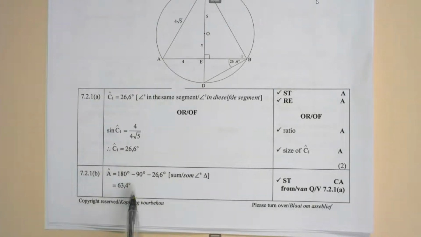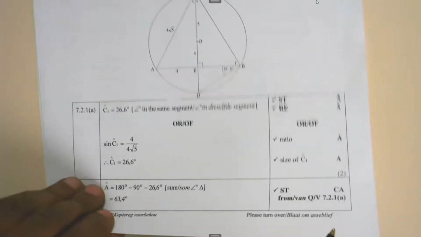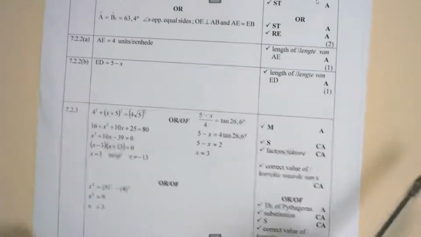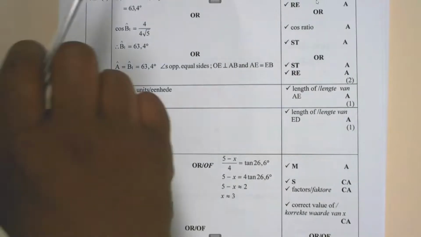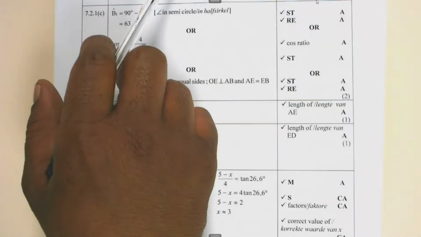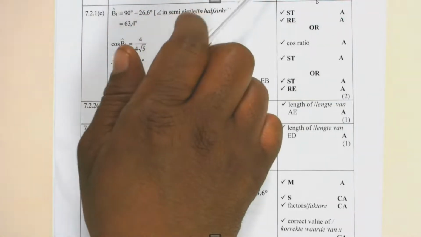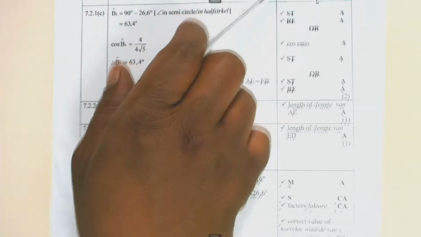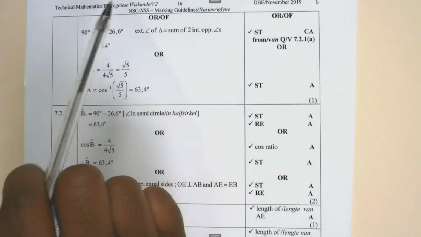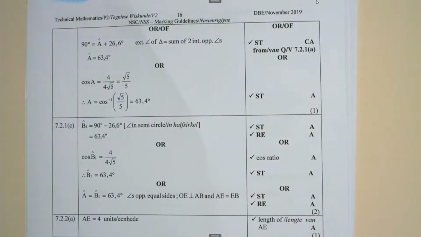And then our A becomes 63,4 degrees. Then if we move to another alternative that is given to us, learners may be approaching it with exterior angles of a triangle. And then as you can see here, this can be a CA mark from 7.2.1. In other words, it is based on what learners got it to be angle A.